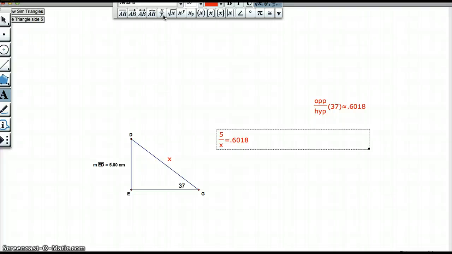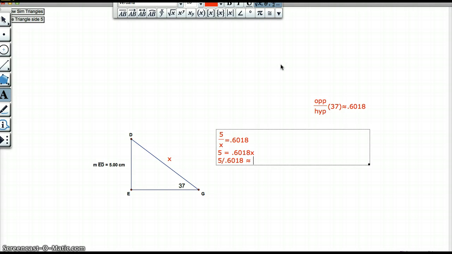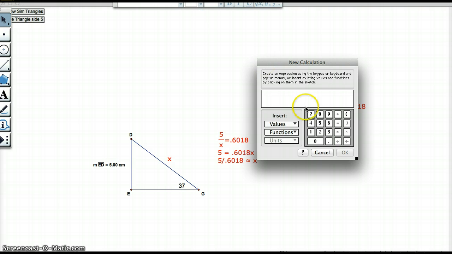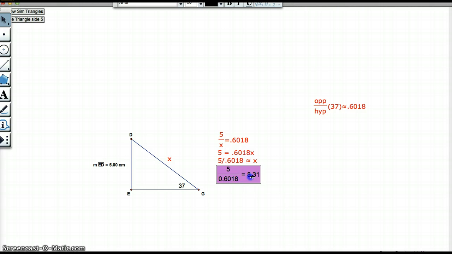So how do I find x? Well, I multiply both sides. So I get 5 is equal to 0.6018 times x, and then I divide. So 5 divided by 0.6018 is going to give me an approximate value for x. And as I calculate that, 5 divided by 0.6018, I get 8.31, and so this is my approximate value for x.